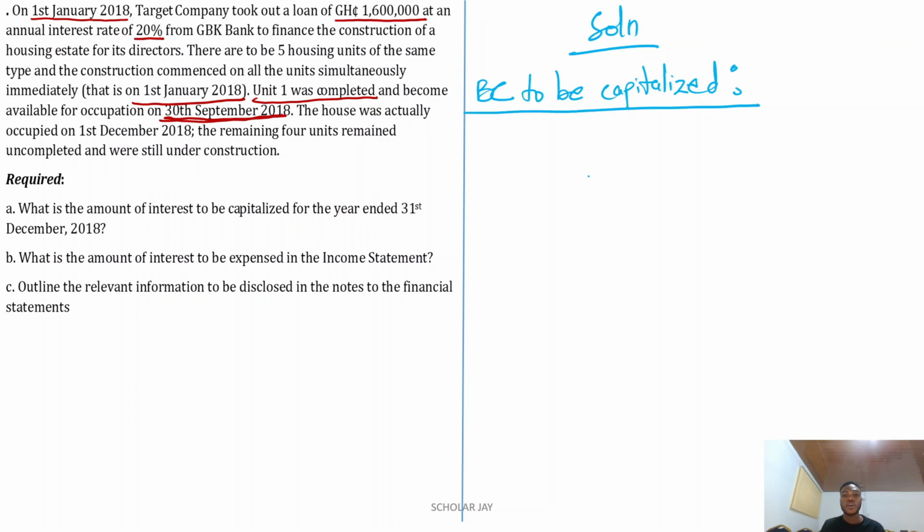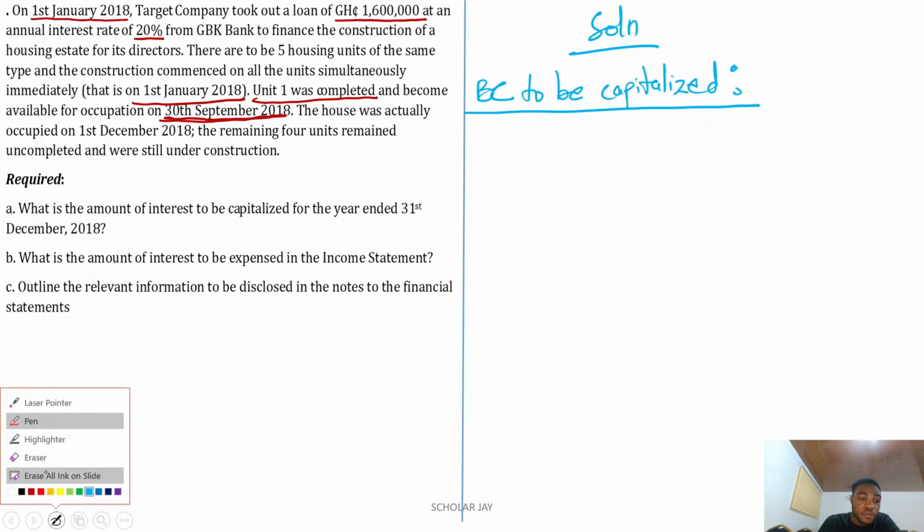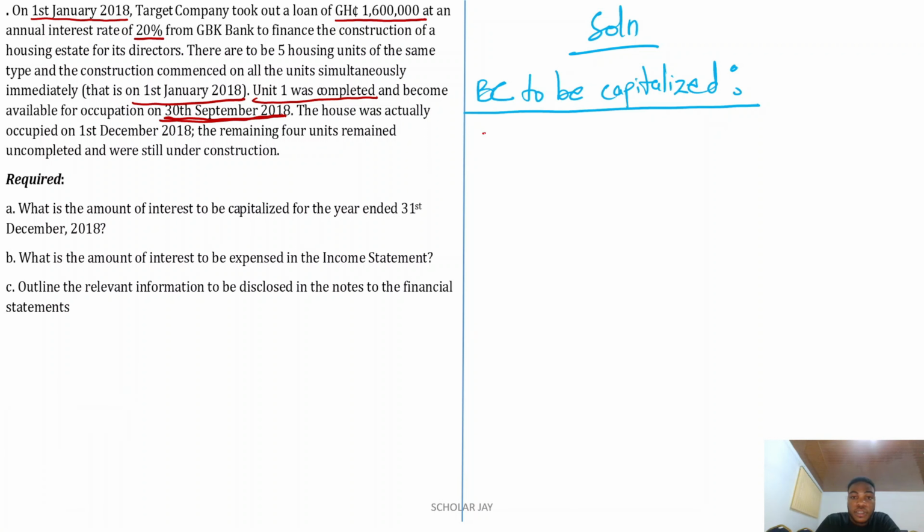So first of all, the houses were 5. Is that not it? There were 5 of them. Now these 5 houses, we know that we've agreed that 1 was completed and then the remaining 4 were not completed. And we are using specific borrowing, which means that the interest rate must be what? An effective interest rate, 20%, which was given to us by the bank. Okay, so I'm first of all going to look at the completed.